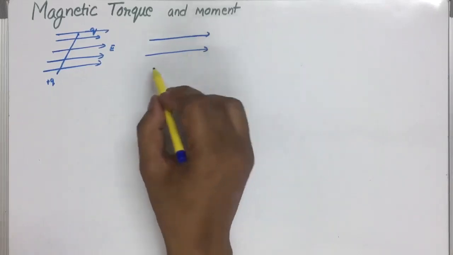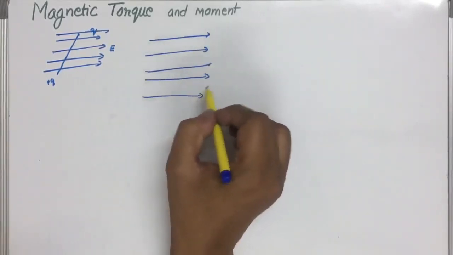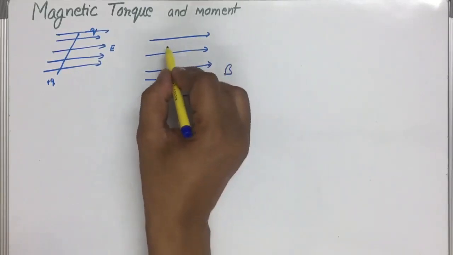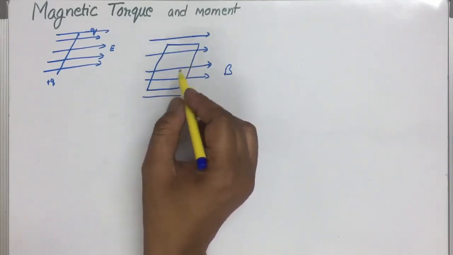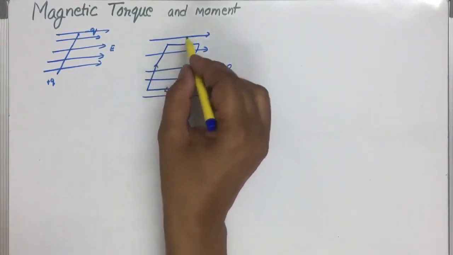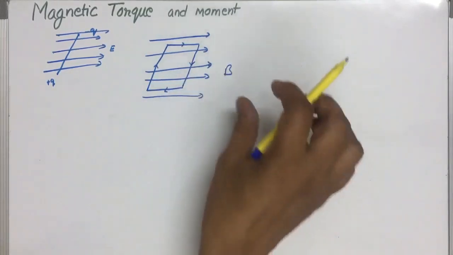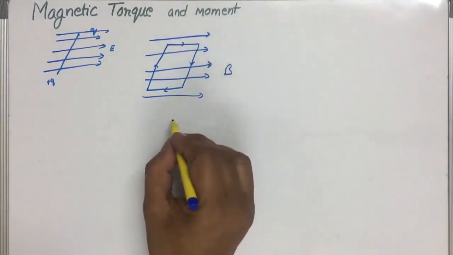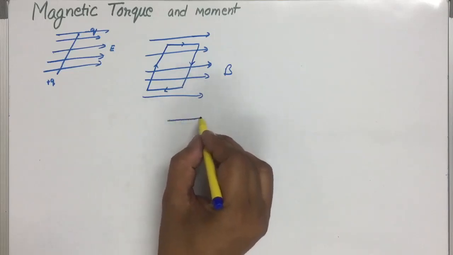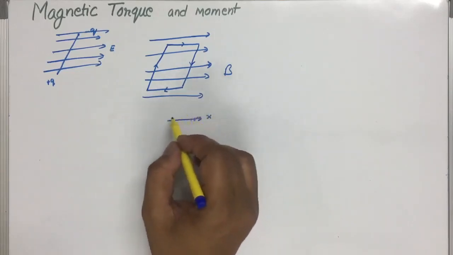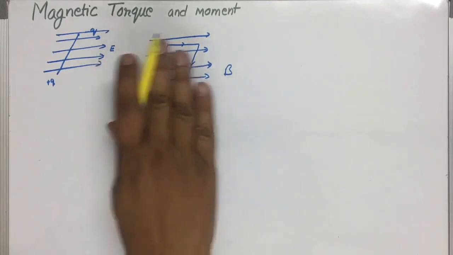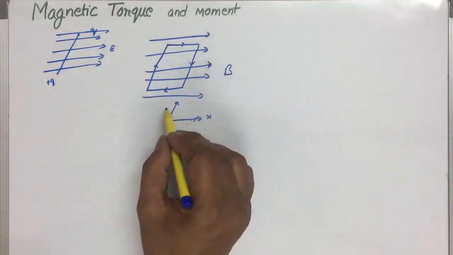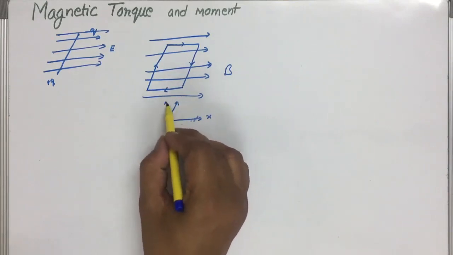This is the magnetic field B. A current carrying loop is there. Assume that the current is flowing like this. Here the field is in the x direction and the conductor is placed in the xy plane, and this is the z direction.